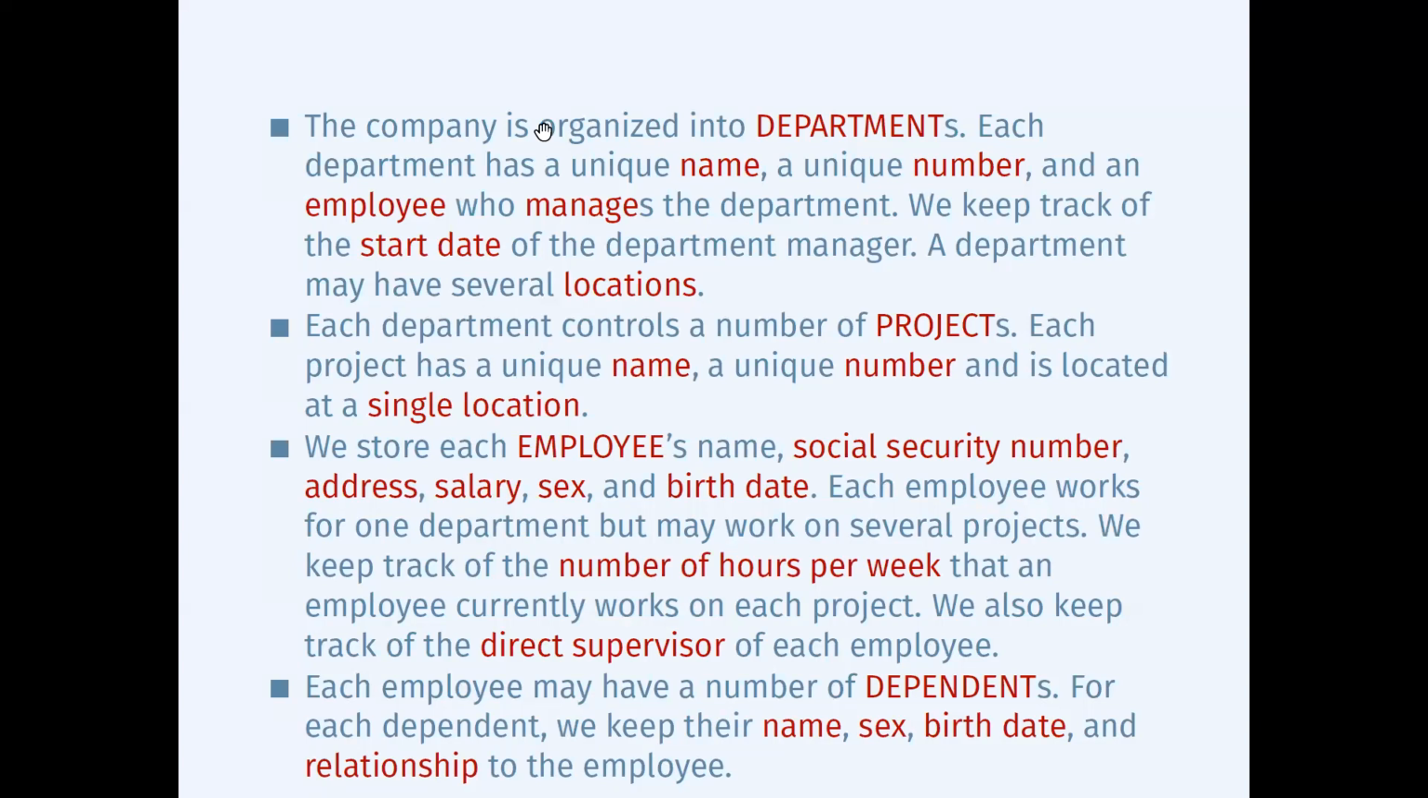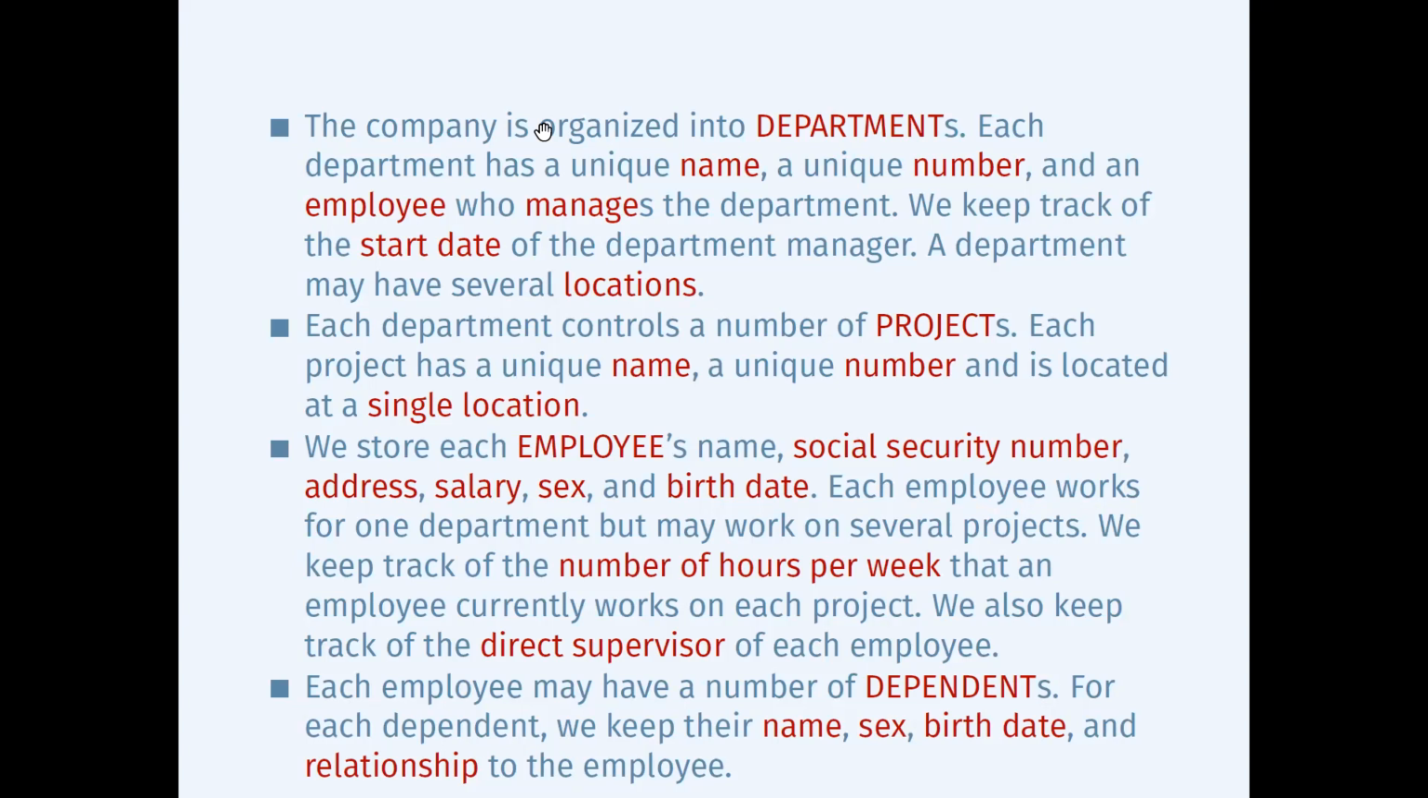So the idea is we need to now, from the description, you should be able to identify entity types that you already know now. I have put them in uppercase letters. So entities are departments, projects, employee, and we have dependent. And you can identify attributes as well. Now, going through the description, you should be able to identify relationships.